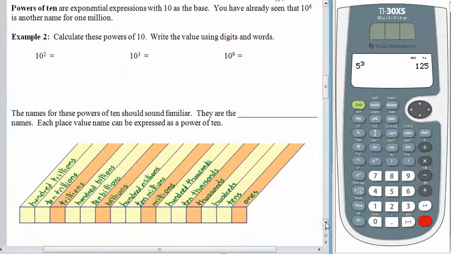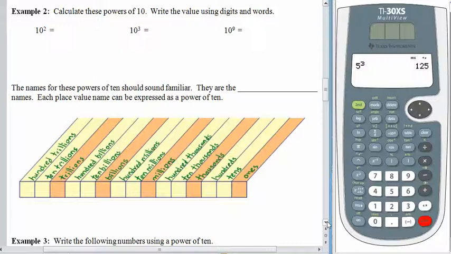Use your calculator, pause the recording, and find some values for these powers of 10. Write the answer in digits, and then also give some words to this. Come back when you're ready. Let's see what we have. 10 squared should be 100. Ten to the 3rd power should be 1,000.